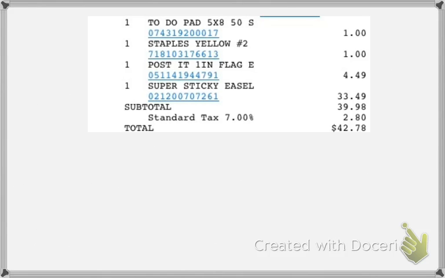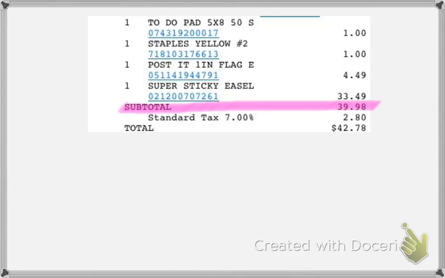Now, here is a snippet of one of my receipts. This is from Staples. If you look, I bought 4 things, and those 4 things came out to a subtotal. The subtotal was $39.98. So everything together that I bought, $1 plus $1 plus $4.49 plus $33.49, came out to $39.98. I have to pay that, but I also have to pay the sales tax.